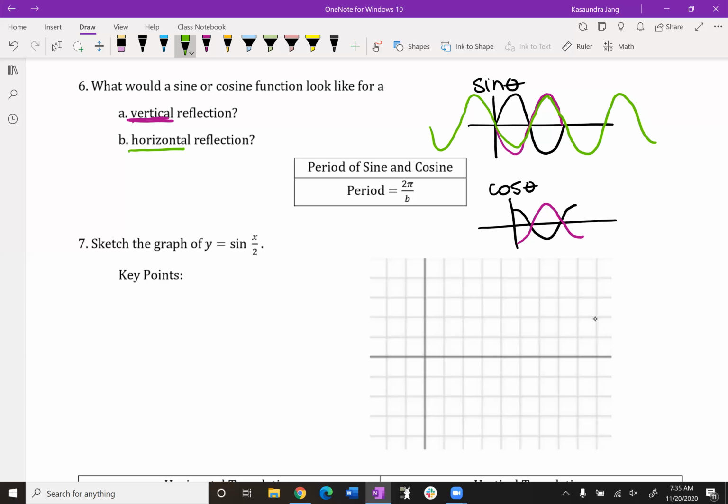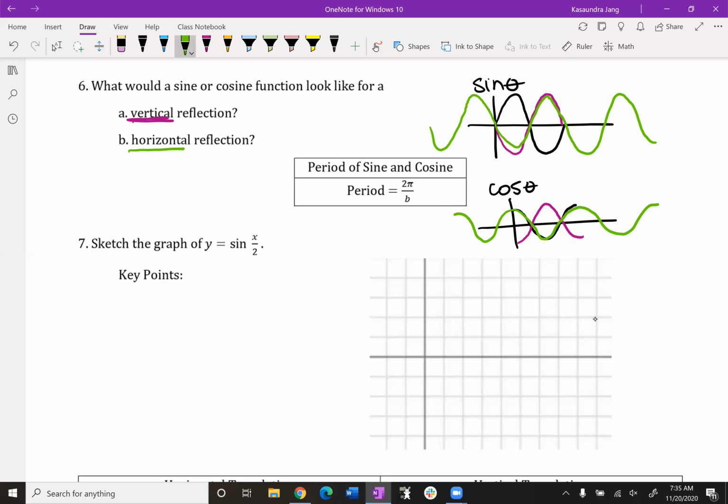Cosine, if I do a horizontal reflection, on the other side of my y-axis there's one cycle, but if it continues doing the same cycle over and over, it actually gives me the same as my regular cosine graph. All right, so there's both the vertical and horizontal reflections.